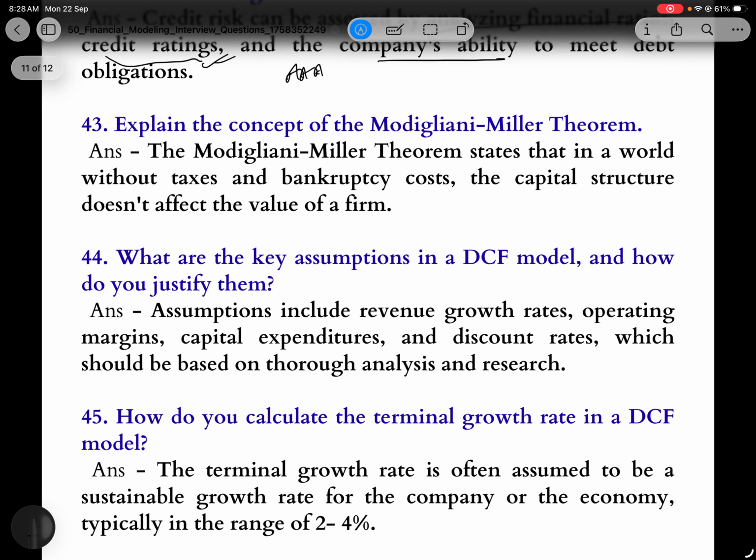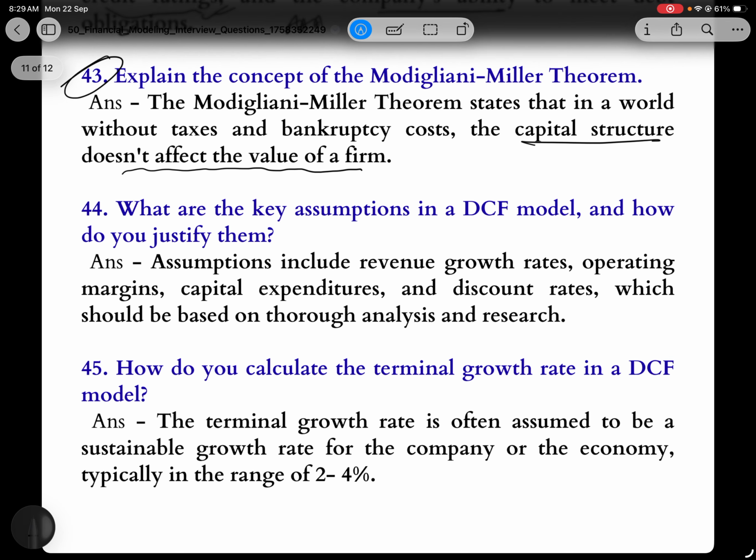Next is about the concept of Modigliani, I don't know how to pronounce this, Miller theorem. So it basically states, in a world without taxes and bankruptcy cost, the capital structure does not affect the value of the firm. Okay, so it basically ignores taxes and bankruptcy cost, and how that does not affect, it's just a theorem basically. Okay, how it does not affect the value of a firm.